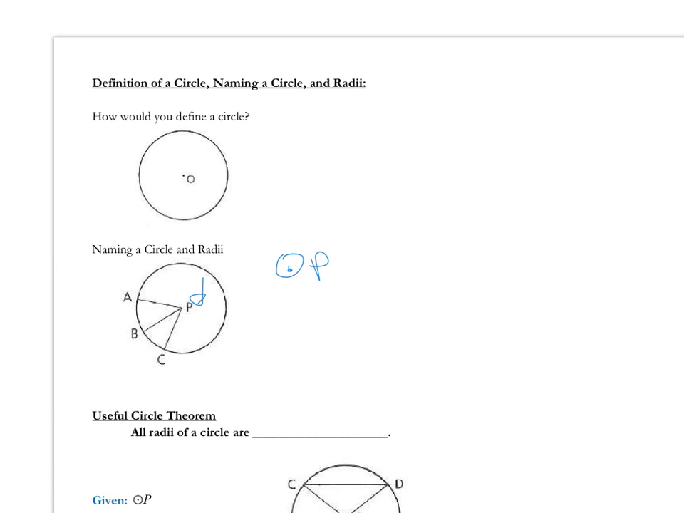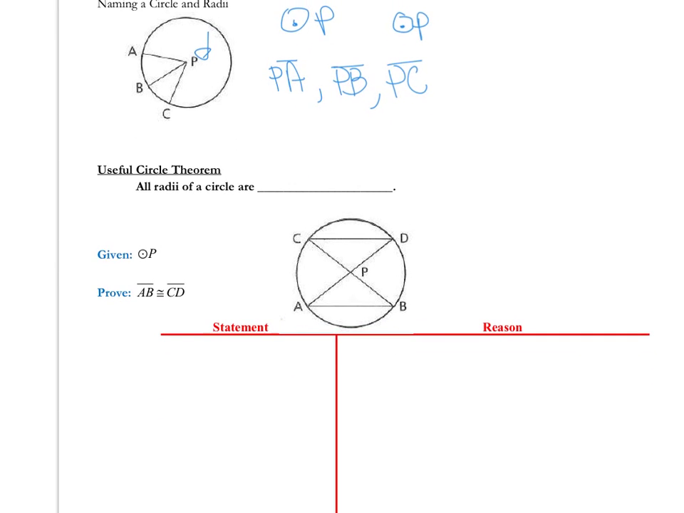Kind of hard to draw a circle on the iPad, but circle with the center P. Then all the radii are segments. So PA, PB, and PC are all the radii of the circle. And the useful theorem that we are going to be using is that all radii of a circle are congruent.